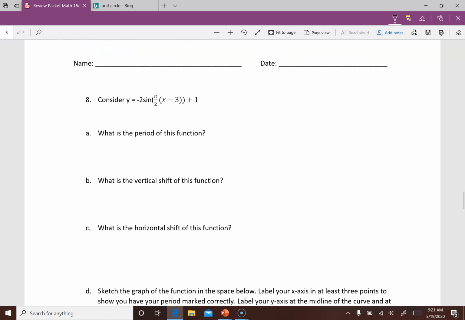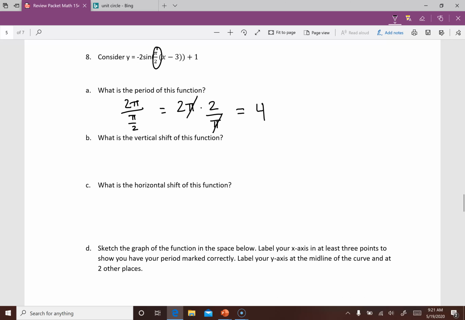All right, next one. What's the period of the function? Okay, well, the period is going to be 2 pi divided by this b value right here, which is pi over 2. And I can rewrite that as 2 pi times 2 over pi. I'm just multiplying by its reciprocal. The pi's cancel, and I'm left with 2 times 2 is 4.